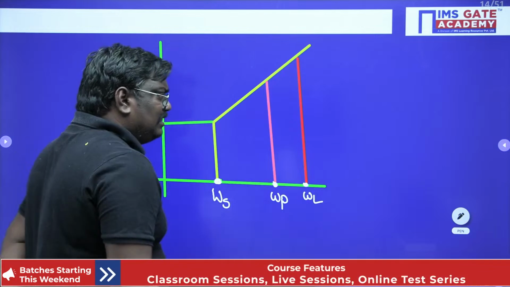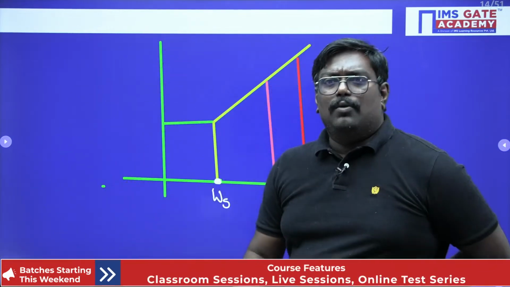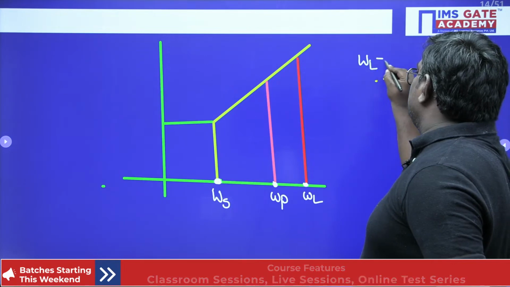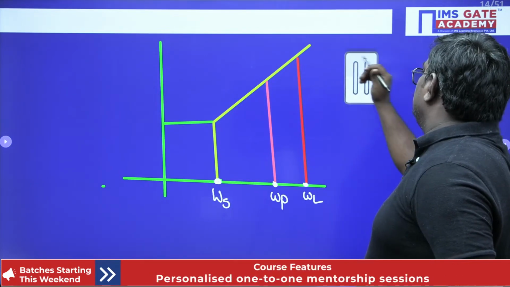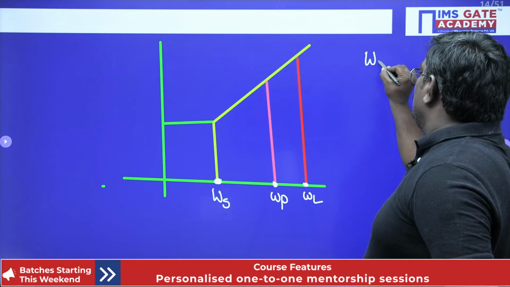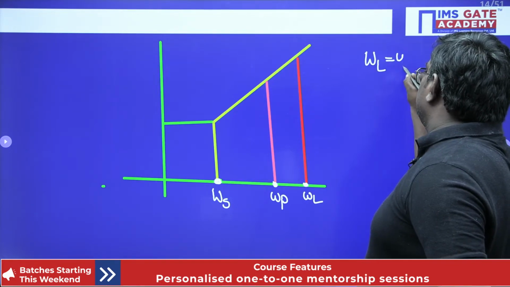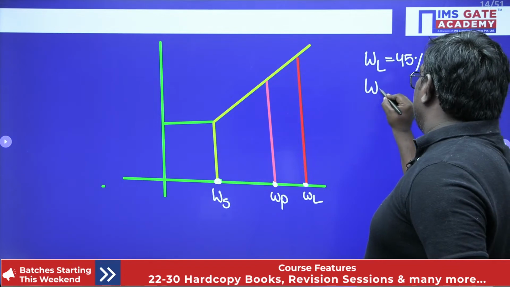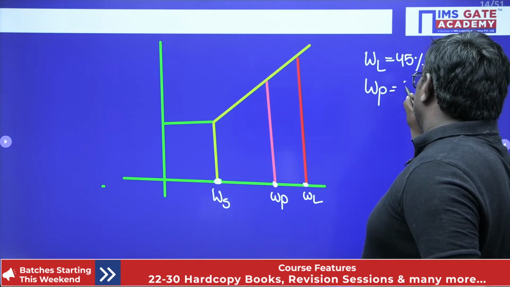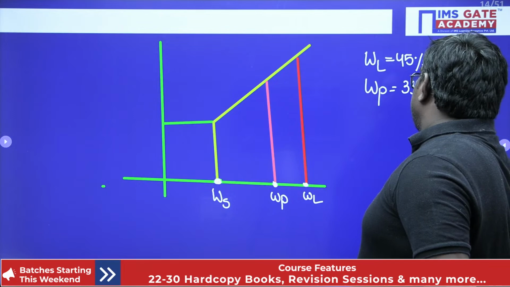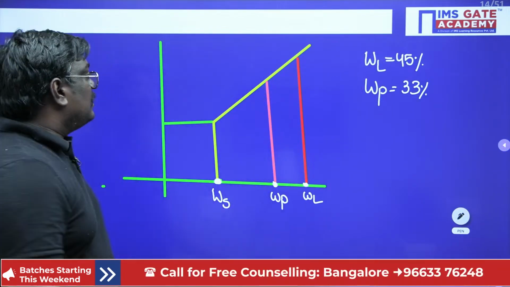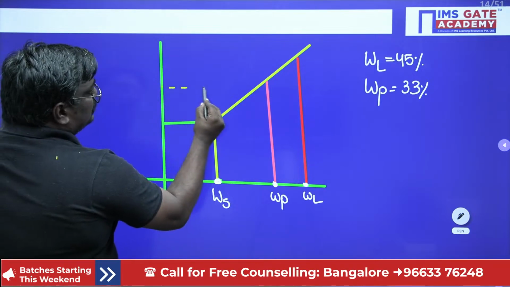If you see the question, students, what is the liquid limit given there? The liquid limit is given as 45 percent. And the plastic limit is given as 33 percent. Okay. In addition to these, students, what else have they given? They have given the volumes.